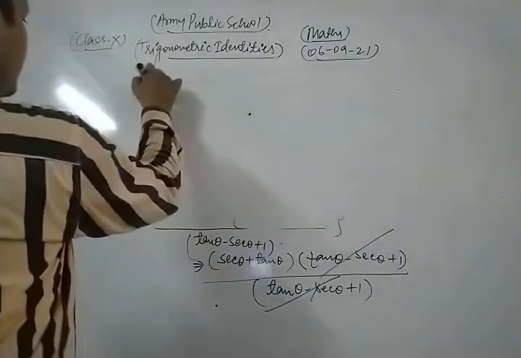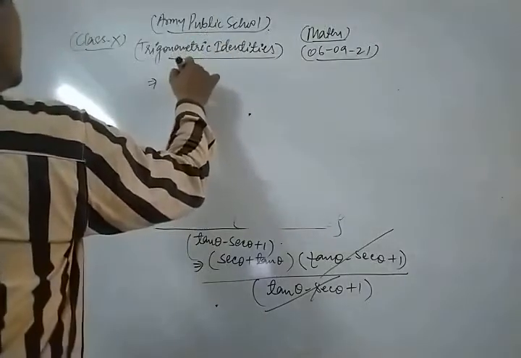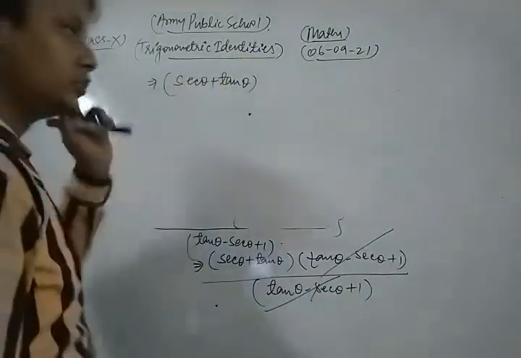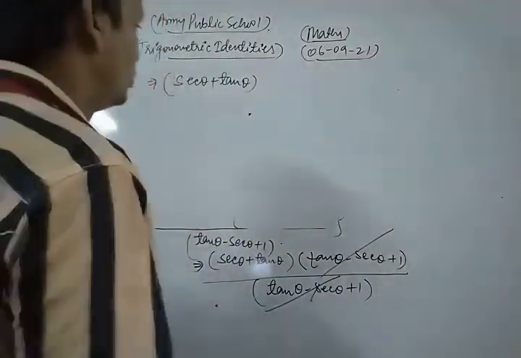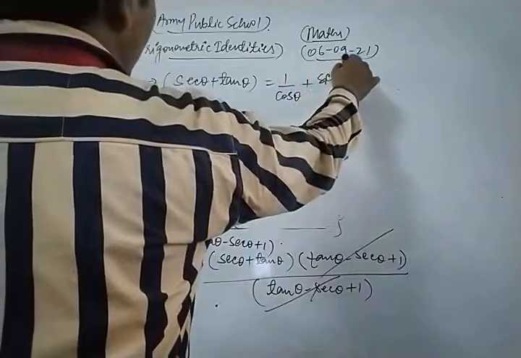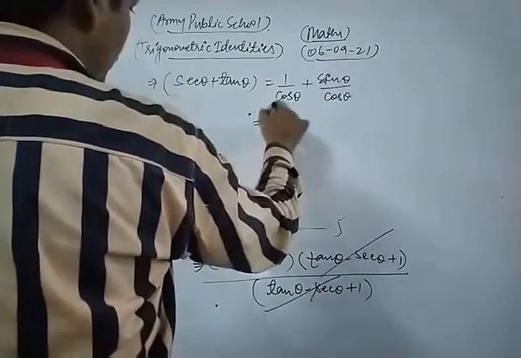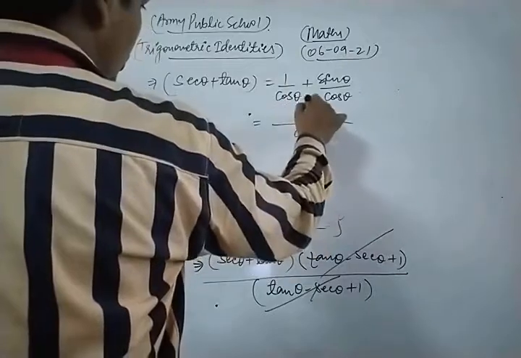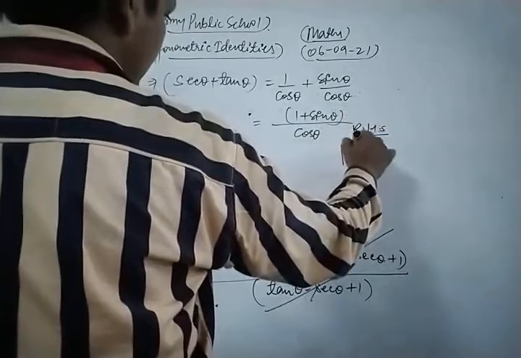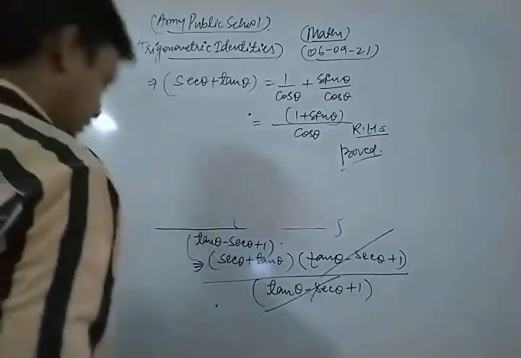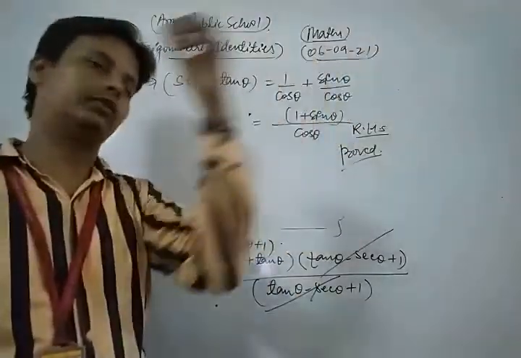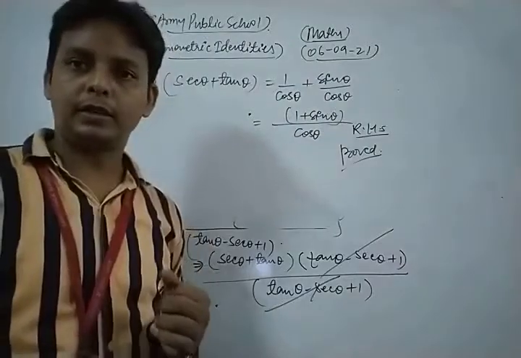Only sec theta plus tan theta is left in the numerator. Now we convert it into sine and cosine: 1 upon cos theta plus sin theta upon cos theta. Now we take the LCM cos theta, so this is 1 plus sin theta upon cos theta, which is your RHS. Hence proved that result. So dear students, this is a very important question based on these topics.